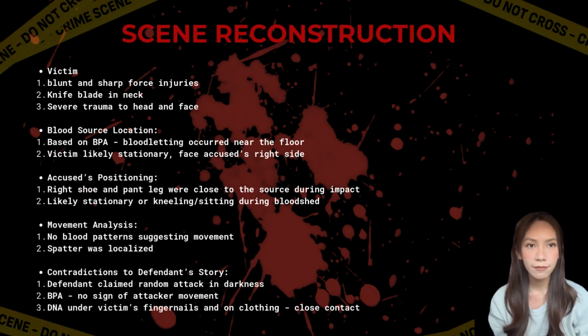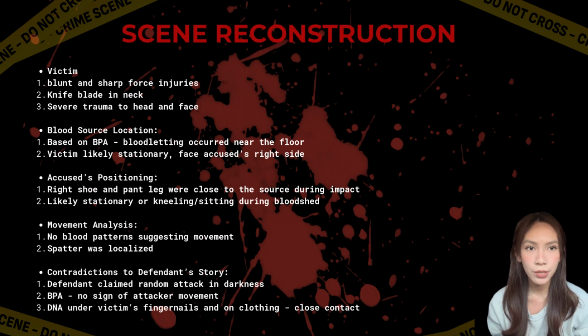The victim suffered severe head injuries and also a stab wound to the neck. The knife had pierced the victim's artery, leading to high velocity blood release. Based on the blood pattern and direction, the main source of the blood was likely near the floor, and the attacker was positioned very close to the victim when it happened.